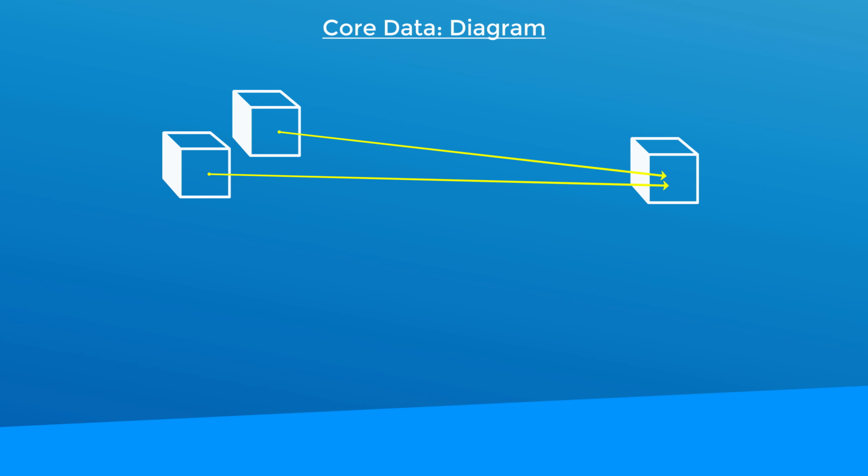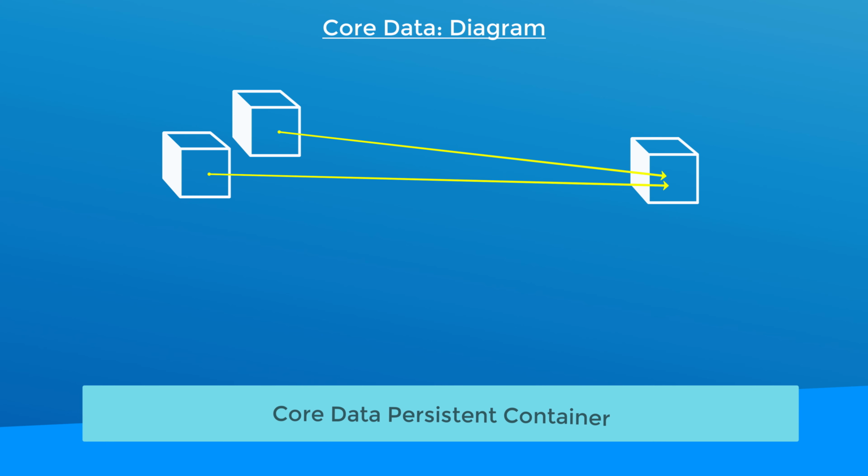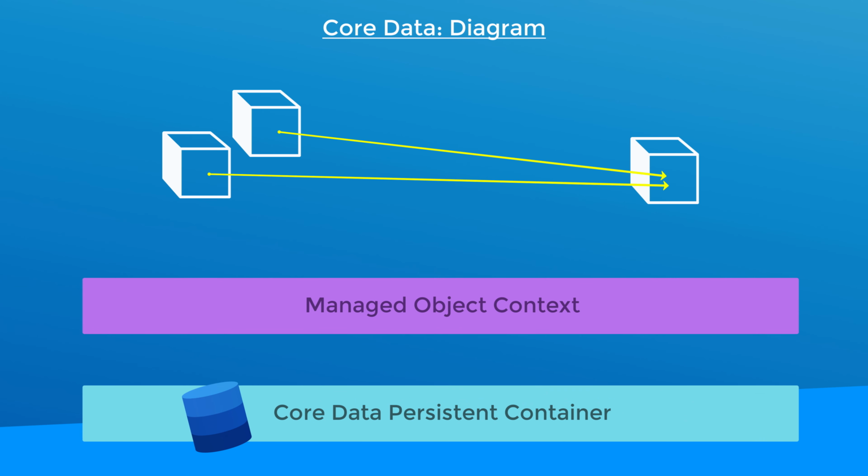Well, there are a few Core Data components that are needed. One is the persistent container. You can think of this as a representation of the Core Data store or database. However, your objects don't interact with the persistent container directly. There's a layer on top of the persistent container called the managed object context. Think of this as sort of a data manager layer. Your objects will go through the managed object context to be stored or retrieved from the persistent store.